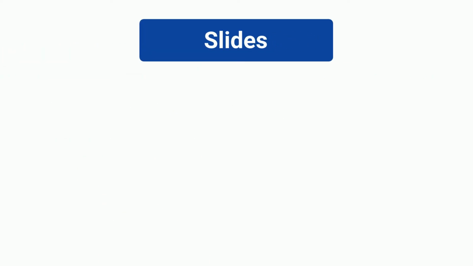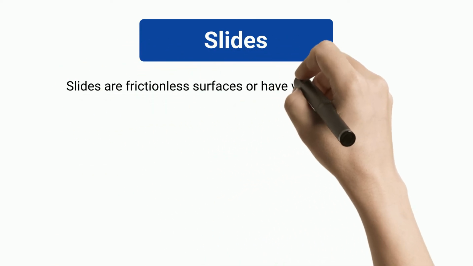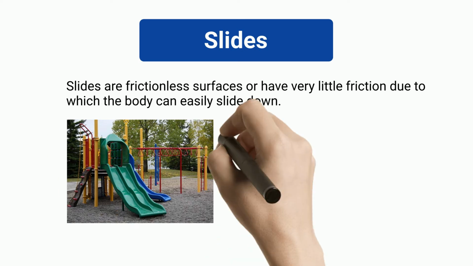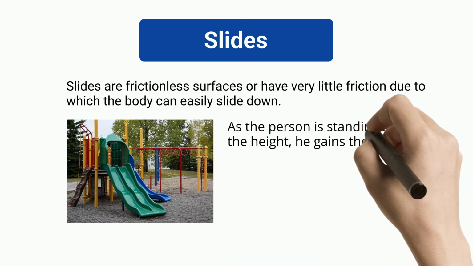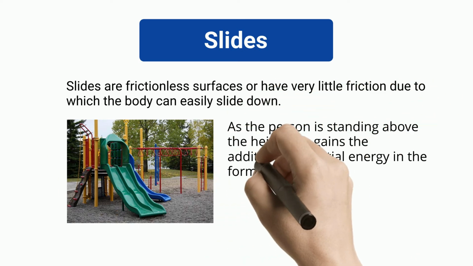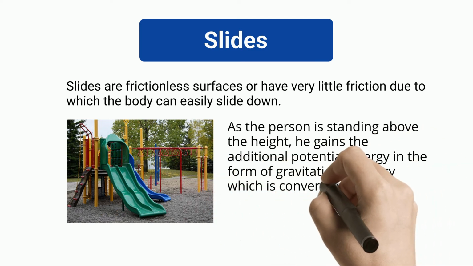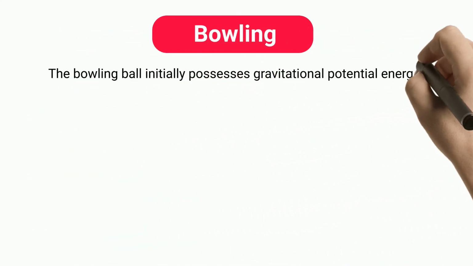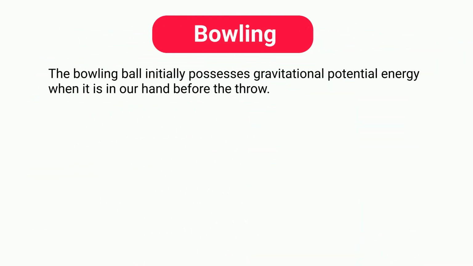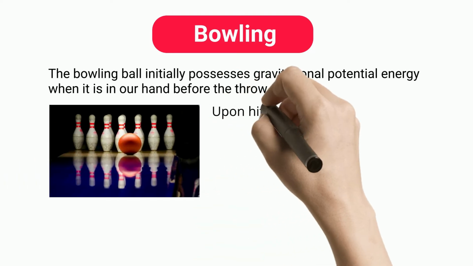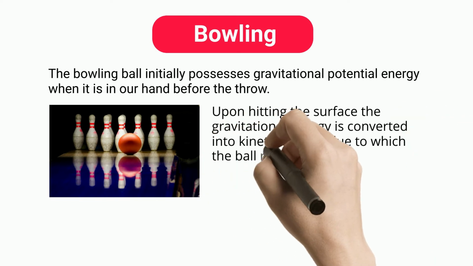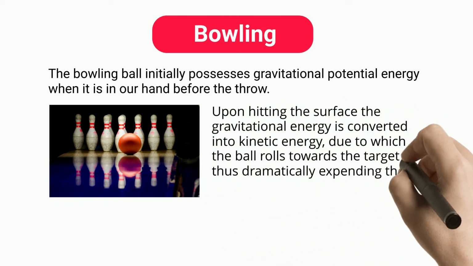Slides. Slides are frictionless surfaces or have very little friction, due to which the body can easily slide down. As the person is standing above the height, he gains the additional potential energy in the form of gravitational energy, which is converted into mechanical energy while sliding down. Bowling. The bowling ball initially possesses gravitational potential energy when it is in our hand before the throw. Upon hitting the surface, the gravitational energy is converted into kinetic energy, due to which the ball rolls towards the target, thus dramatically expending the mechanical energy.